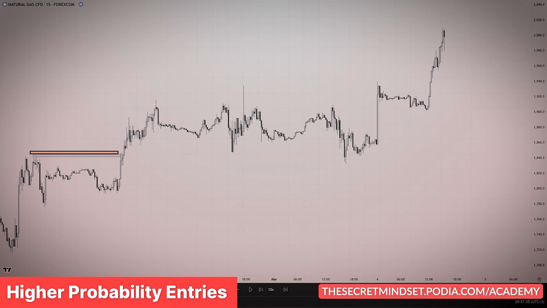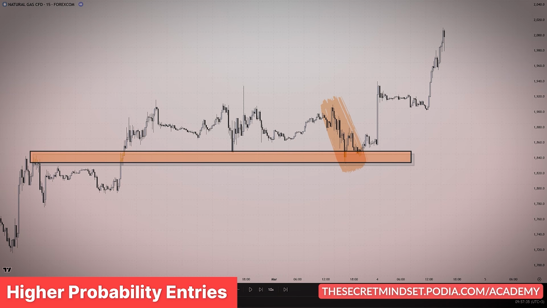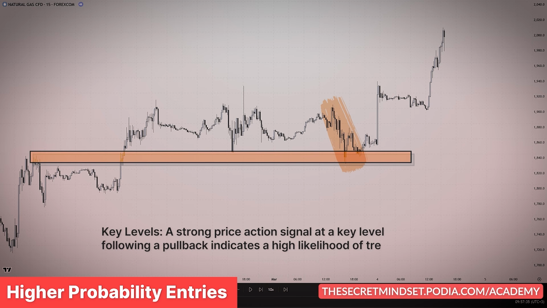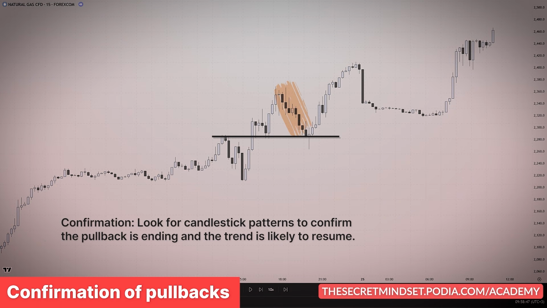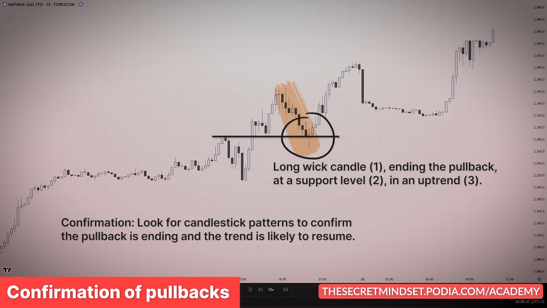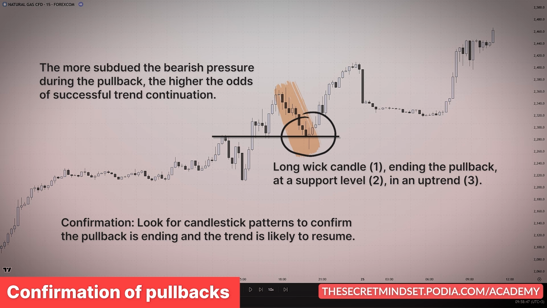One of the main benefits of trading pullbacks is the potential for higher probability entries. When a strong price action signal occurs at a key level following a pullback, it indicates a high likelihood of the trend continuing. Confirmation is key when trading pullbacks. Look for candlestick patterns to confirm the pullback is ending and the trend is likely to resume. In an uptrend, the more subdued the bearish pressure during the pullback, the higher the odds of a successful trend continuation. If done correctly, trading pullbacks will allow you to buy low in uptrends and sell high in downtrends.